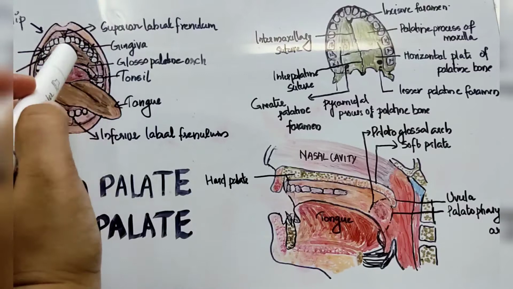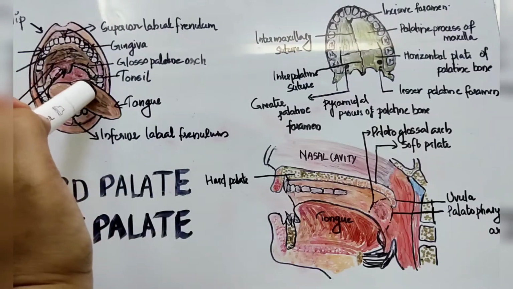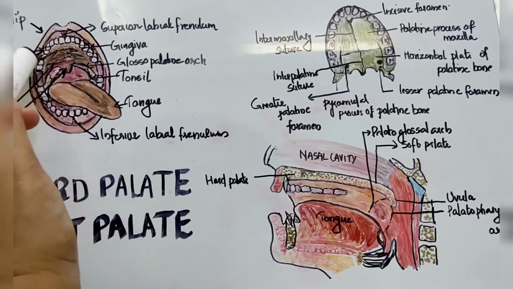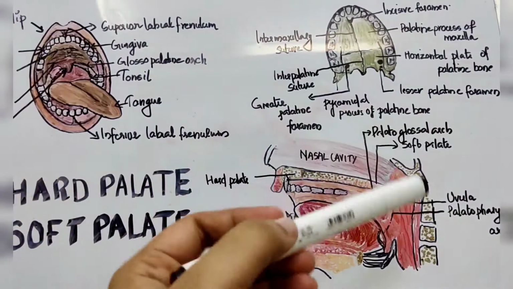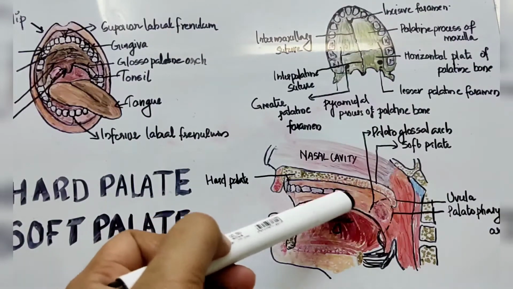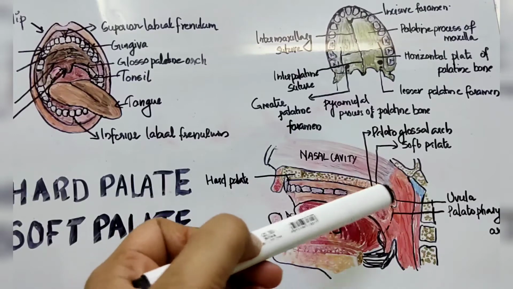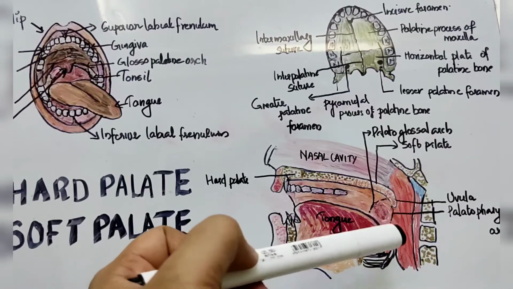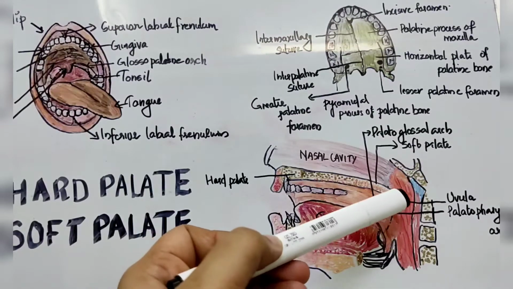To remember, palato and glossal are related to the tongue. So the palatoglossal arch is anterior and the palatopharyngeal arch is posterior. The anterior arch is the palatoglossal arch, that is the palate and also the tongue. Next is the palatopharyngeal arch, that is the palate and also the pharynx. So in this way you can remember.